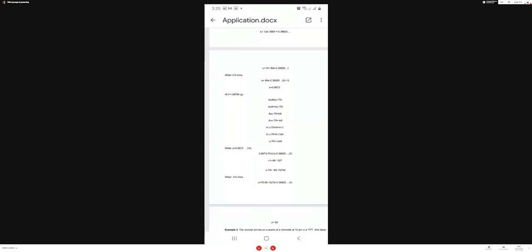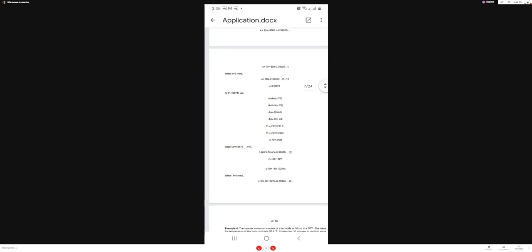So, for you to get the value of u when t is equals to 5, palitan nyo lang po yung value ng t. So, you have u, di ba? U minus tm wherein negative 10 yun. So, you have u plus 10 is equals to 80 e raised to negative 0.39925. Tapos yung t mo is equals to 5.